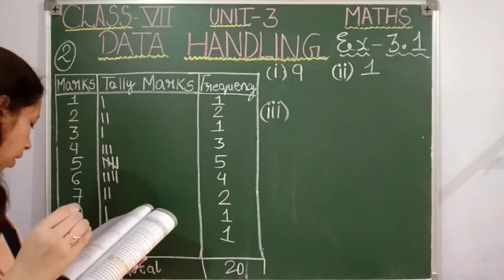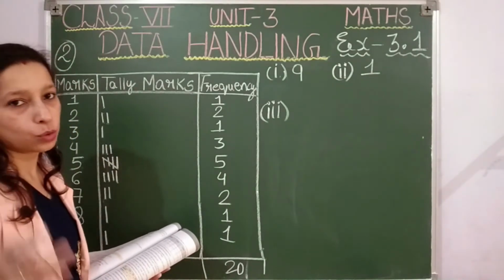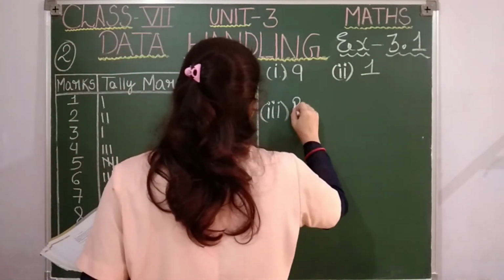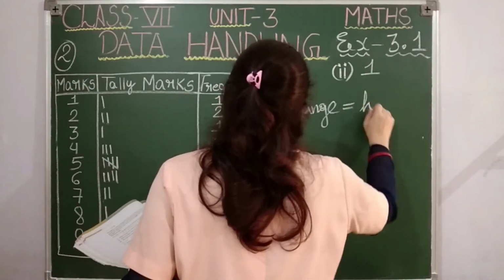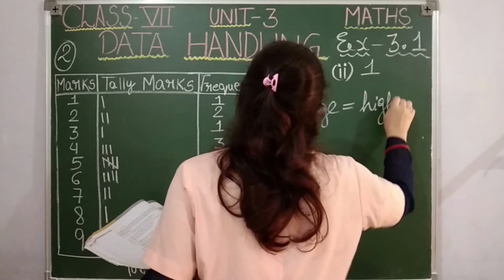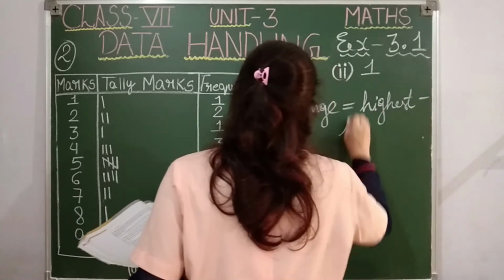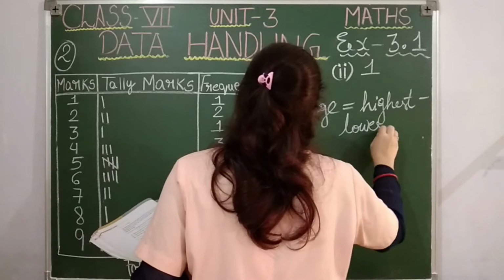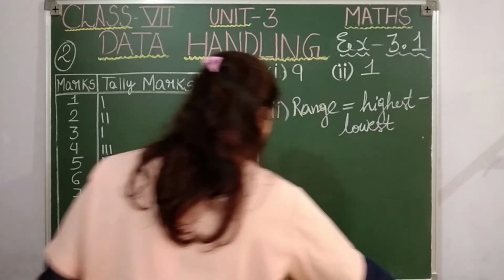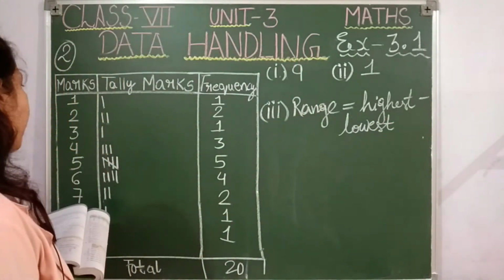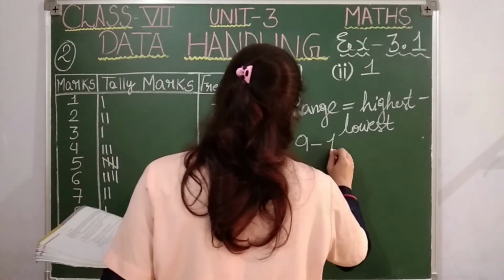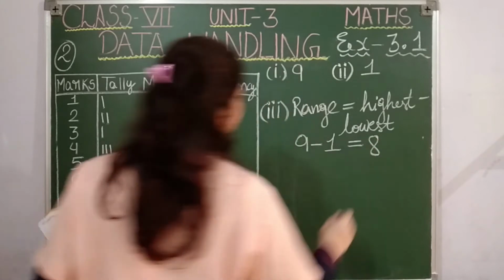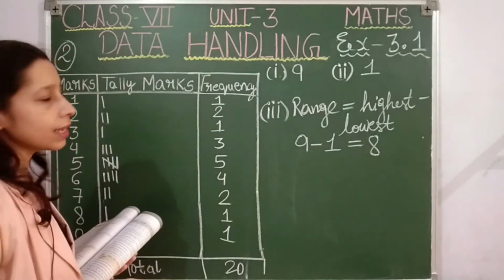Then third point, what is the range of the data, students? Range we have studied in the last video. The formula to calculate range is highest value minus lowest value. So I will write here highest minus lowest. See, what is the highest value here, students? How much is the highest value? Highest value here is 9 and the lowest value here is 1. So 9 minus 1 will get the range as 8. So the range for this data is 8.